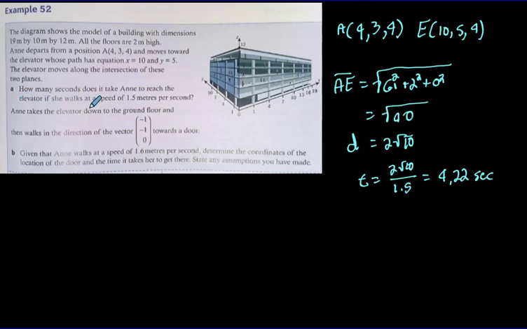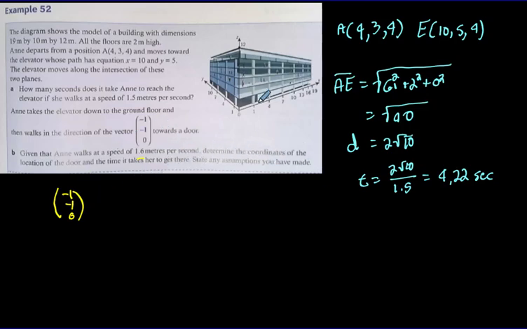B asks us, well, it says Anne takes the elevator down to the ground floor and walks in a direction. Her direction is (-1, -1, 0), right? Good. So this is the direction she goes down to the ground floor, and she walks in this direction. Given that Anne walks at a speed of 1.6 meters per second, determine the coordinates of the location of the door and the time it takes to get there. State any assumptions you may have made.